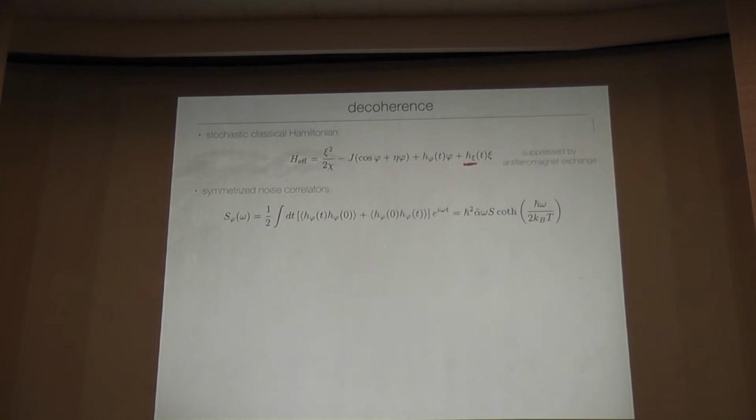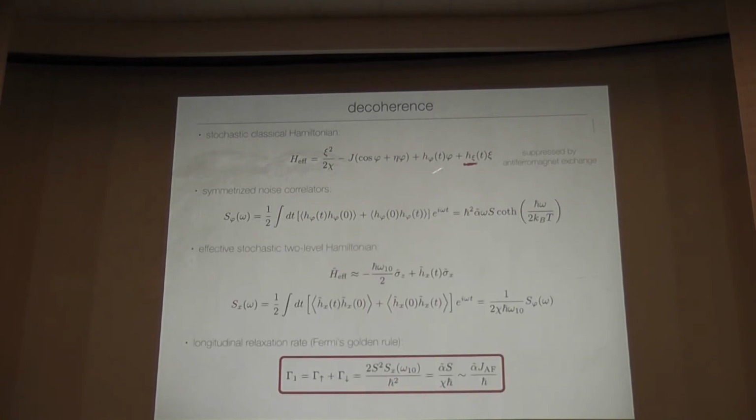So we're going to again consider the noise due to this field here, this Langevin field. If we project it to this effective two-level Hamiltonian, it again gives rise to a sigma x type noise, where the correlator for this stochastic field has this frequency spectrum. And so the longitudinal relaxation rate, if we use Fermi's golden rule again to calculate this, gives you the gamma 1 rate, which is proportional to this noise spectrum evaluated at omega 10, the transition frequency of the lowest two states.